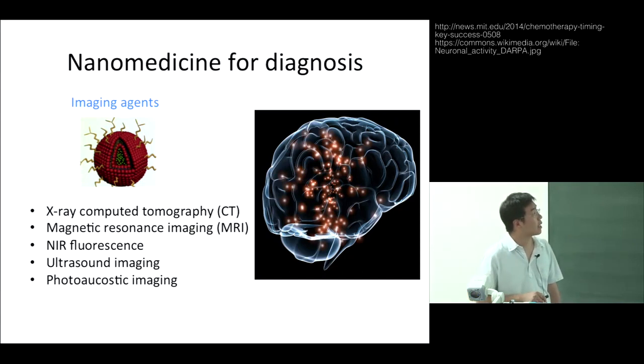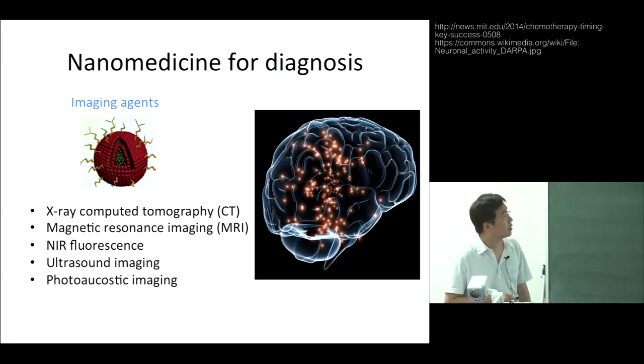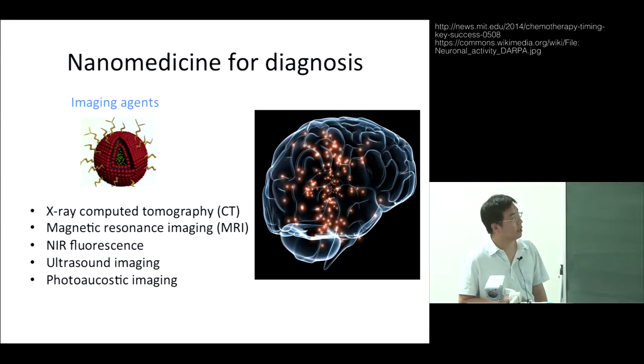Some nanoparticles can even pass through the blood-brain barrier and go into the human brain. So if there is any brain tumor, probably we can use nanoparticles to image it, and then we can do the surgery precisely.